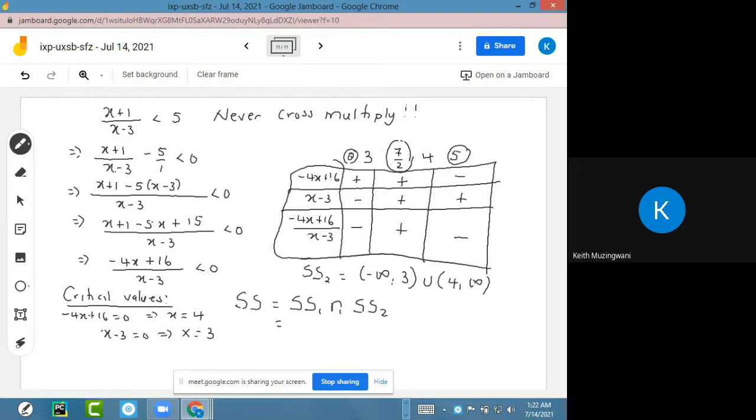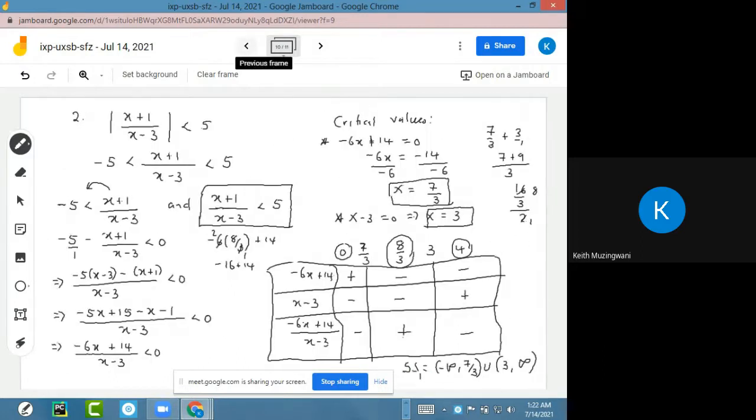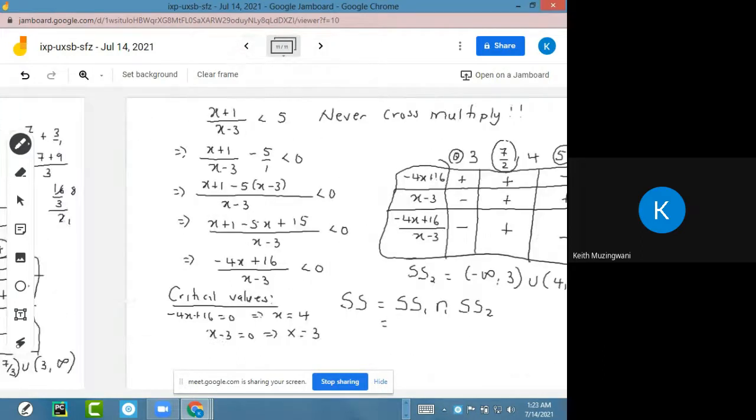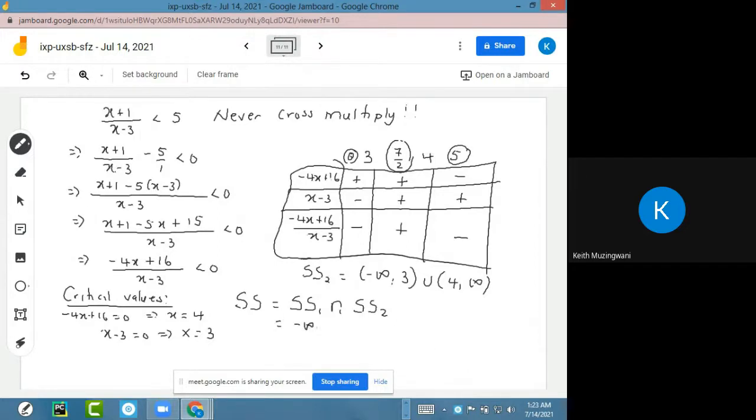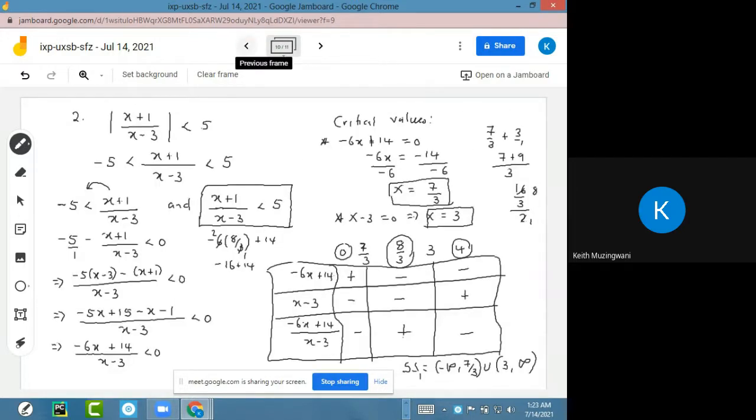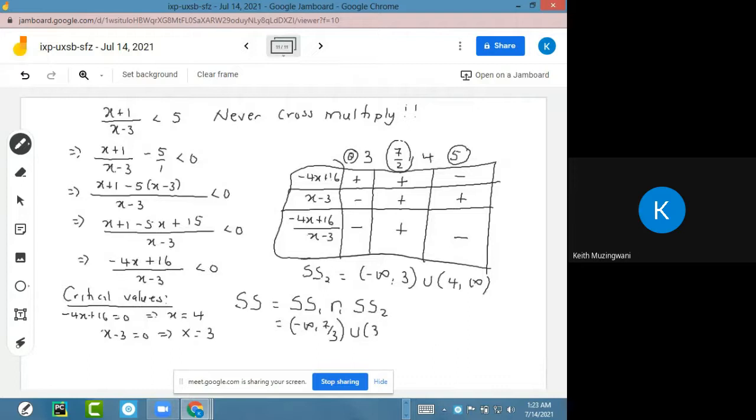So what is solution set 1? We just got solution set 1 here, negative infinite to 7 over 3, union 3 to infinite, intersection. This one, negative infinite to 3, union 4 to positive infinite.